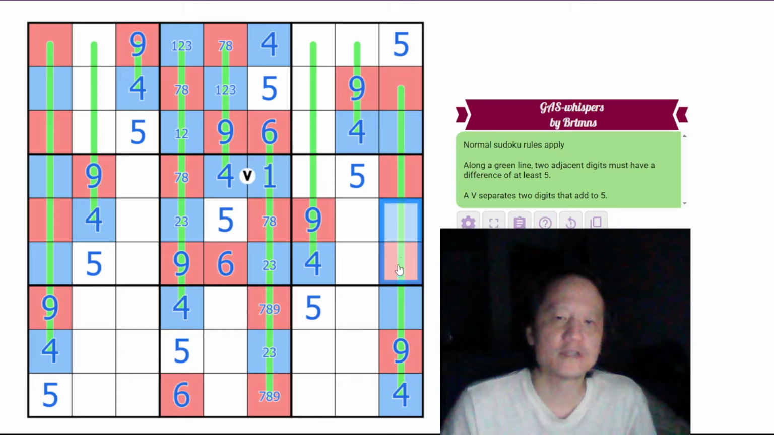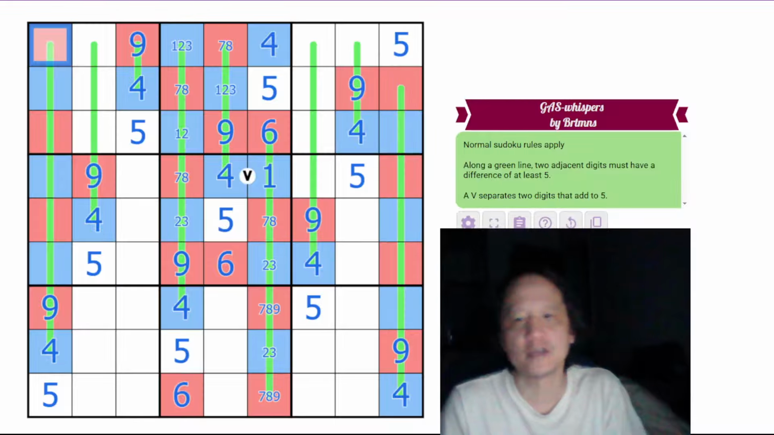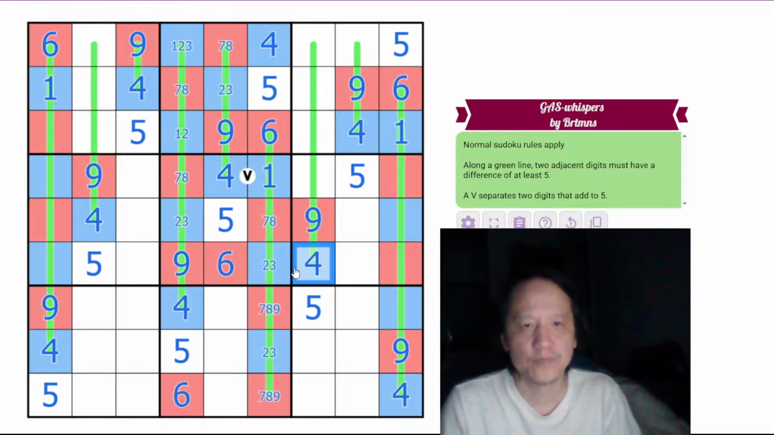Again, 6 can only be next to one unique digit on a Whisper 5 line, so 6 can't be here, 6 can't be here, 6 has to be here, and 6 has to be here, which next they have to be next to 1s. So this cannot be 1 here.